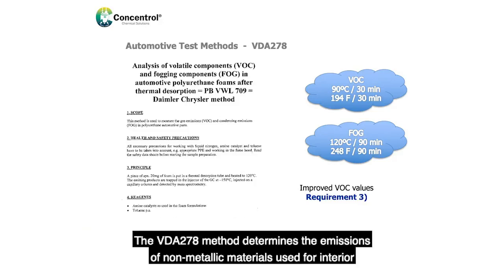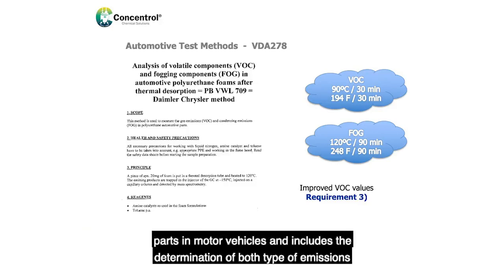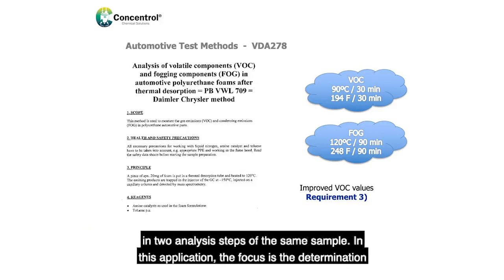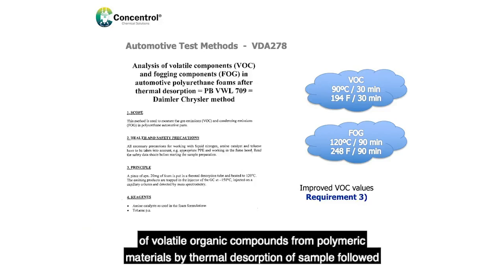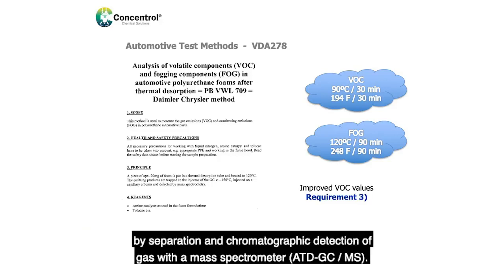The VDA 278 method determines the emissions of non-metallic materials used for interior parts in motor vehicles, and includes determination of both types of emissions in two analysis steps of the same sample. In this application, the focus is determination of volatile organic compounds for polymeric materials by thermal desorption of the sample, followed by separation and a chromatographic detection of gas with a mass spectrometer.